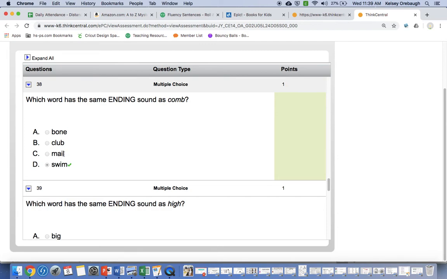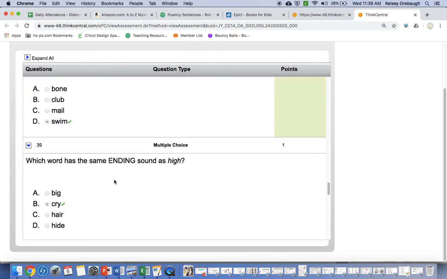Okay, in C, the word is male. The word male ends in L. Male and comb do not end in the same sound. And finally, swim. Swim, comb. They both end in the M sound. So swim is the correct answer.